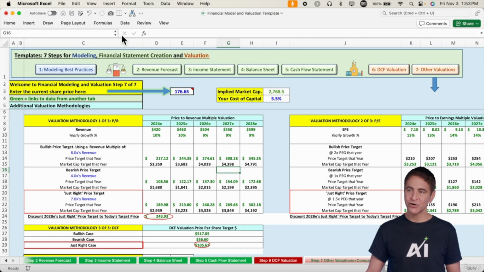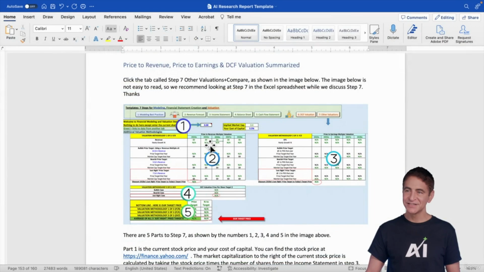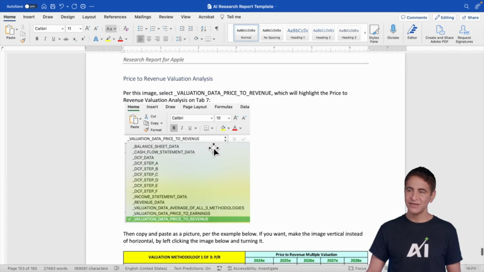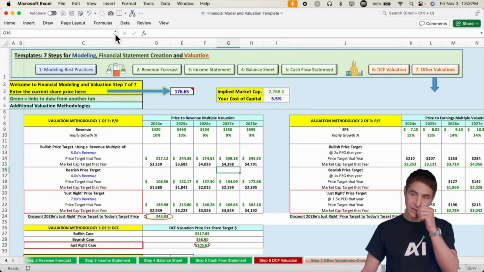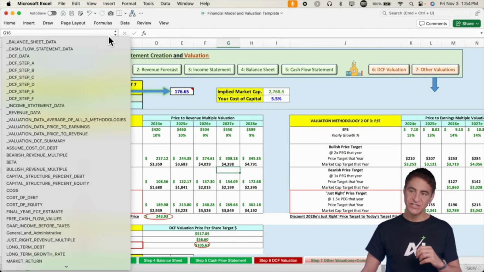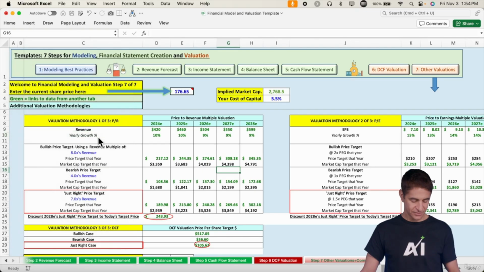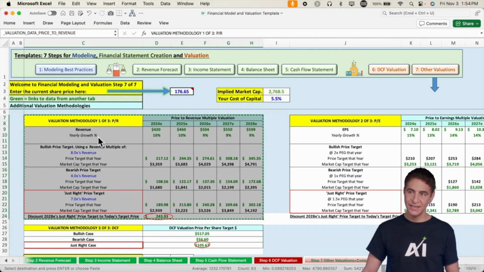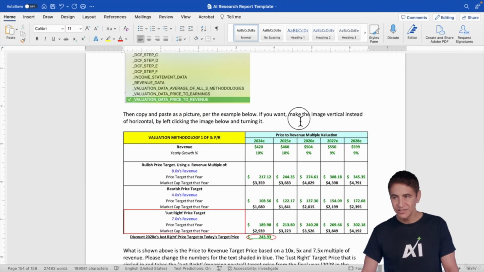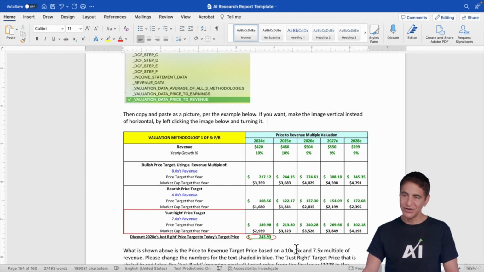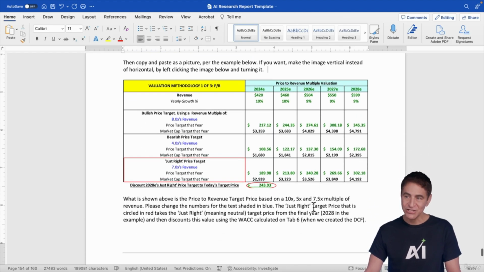One more step. We're going to go back to our Word documents, and I'm going to scroll down here. And we're going to select valuation, price to revenue, and throw it in right there. So we'll go here, valuation. This is fun. Price to revenue. Copy. And then we'll go back over here and we'll paste special into our documents. And you can add additional commentary if you want to on your price to revenue target here. And we are now done with our price to revenue target price portion of this research report.